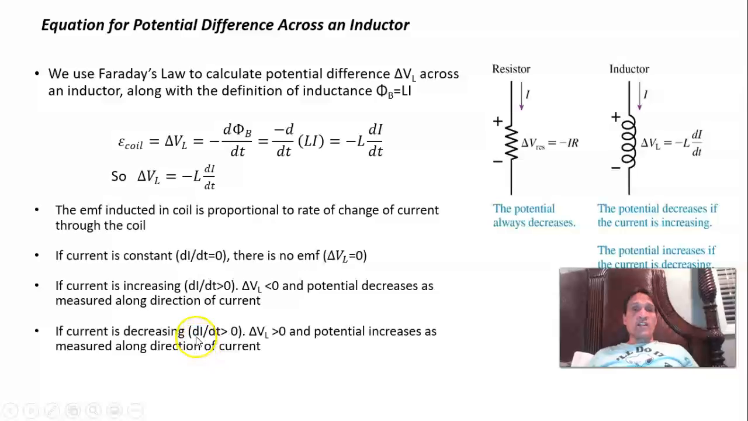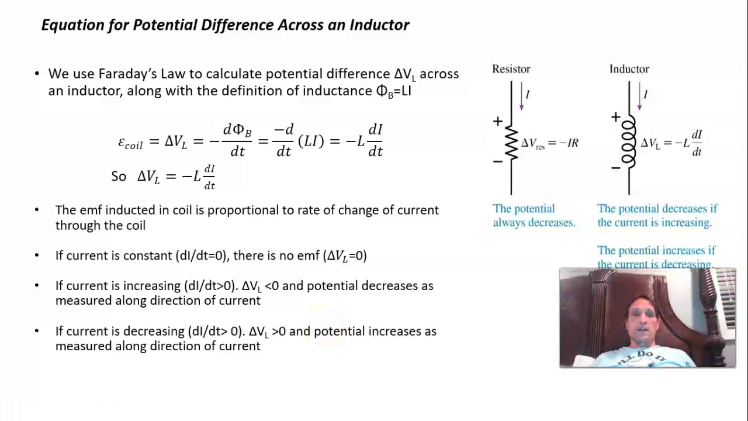If the current is decreasing, di/dt should be less than 0. If di/dt is less than 0, this is negative, L is positive, multiplied by a negative. If di/dt is less than 0, the potential increases as you go across the coil in the direction of the current, okay? So that's why it's easier just to look at this equation, and the potential difference is the opposite in sign of di/dt.